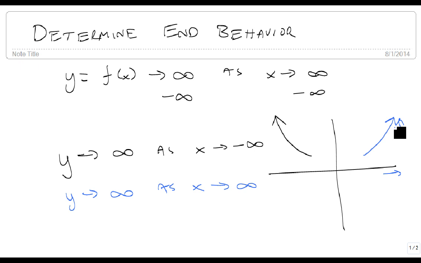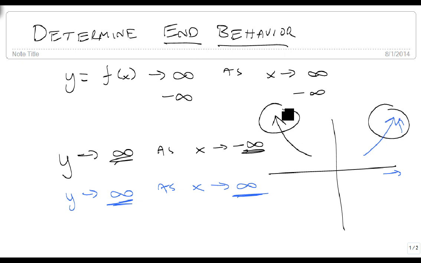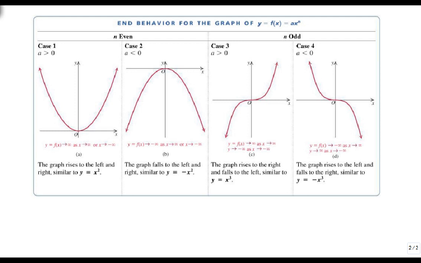And notice that we care about the infinities here because we care only about the end behavior. How does it appear on the edge or the end of our graphs? And so here's a table that you'll need to keep track of, and this will be in the handout section of the website.